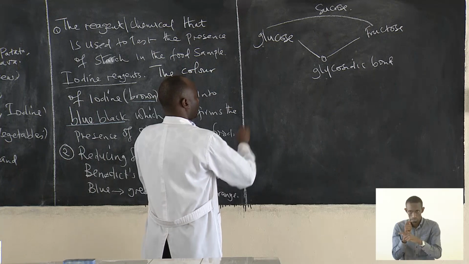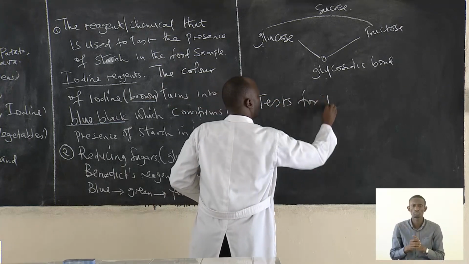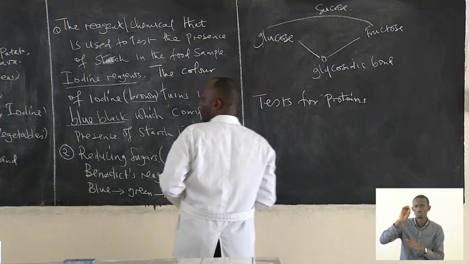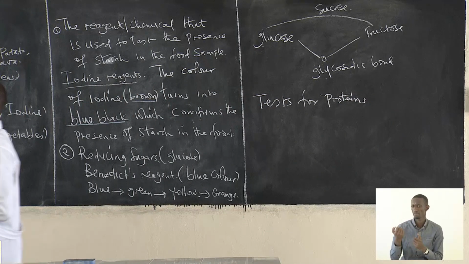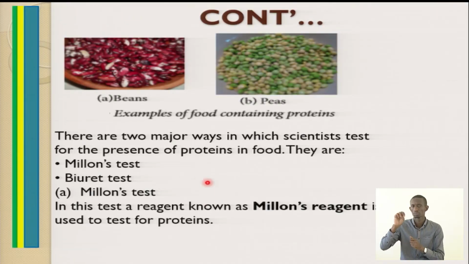These are the tests for proteins. We use two tests. One is called Millon's reagent, Millon's test. The second one is called the Biuret test. We are going to discuss the Millon's test today, and in the next lesson, we're going to discuss the Biuret test. In this test, the reagent is known as Millon's reagent.